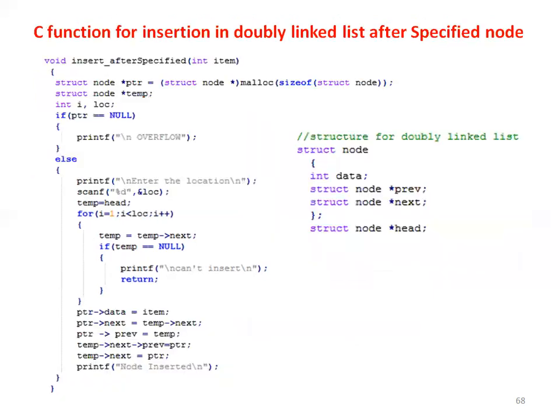And the C function for insertion in doubly linked lists after a specified node is here. This is the structure of the doubly linked list, you can see.